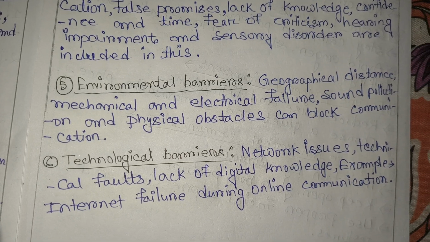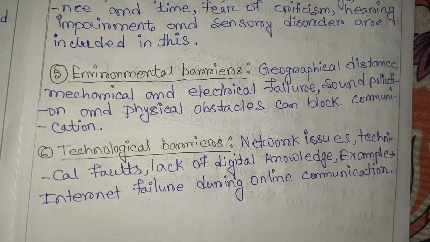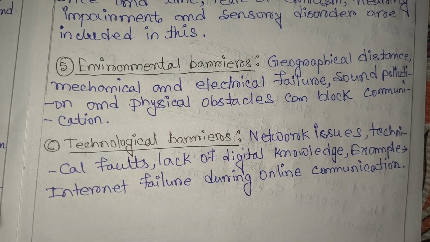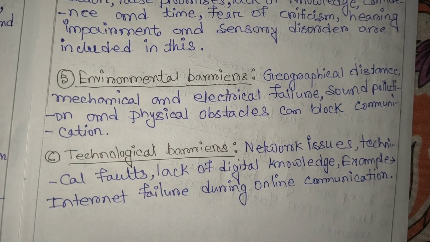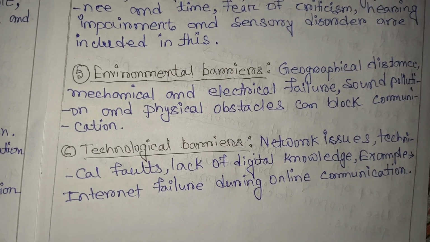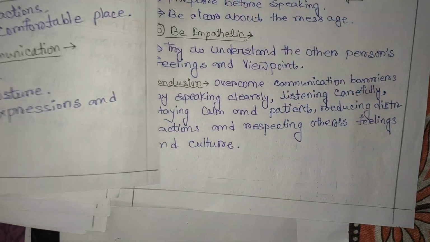Environmental barriers: geographical distance, mechanical and electrical failure, sound pollution, and physical obstacles can block communication. Technological barriers: network issues, technical faults, lack of digital knowledge. Example: internet failure during online communication.